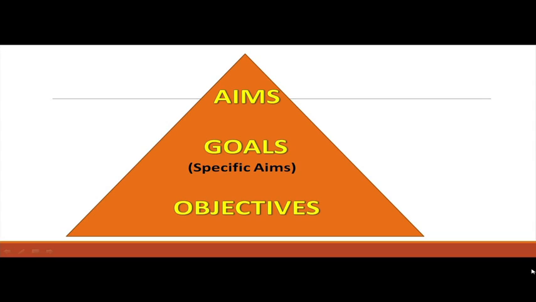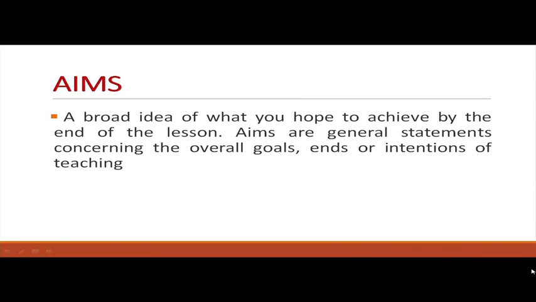Now, we will explain what aims, goals and objectives are. What is an aim? An aim is a broad idea of what you hope to achieve by the end of the lesson. Aims are general statements concerning the overall goals or intentions of teaching.